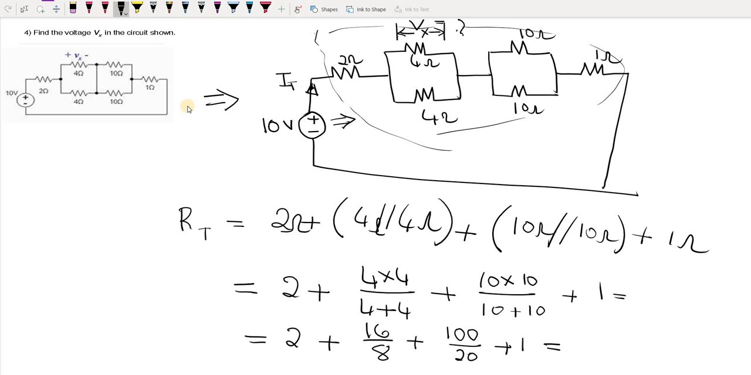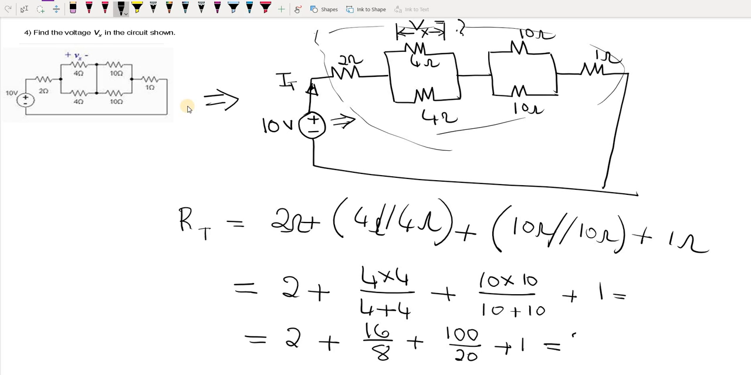See, one more shortcut method I told you, no? When two equal resistances are in parallel, the equivalent resistance is half of the value. That is, if two resistances R and R of equal value are in parallel, the resistance is R into R divided by R plus R. That is R square by 2R, that is R by 2. So that way I can directly write down here, I need not write the formula. So when 4 and 4 are in parallel, the equivalent resistance is half of that, that is 2. When 10 ohm are in parallel, it is 5 ohms.